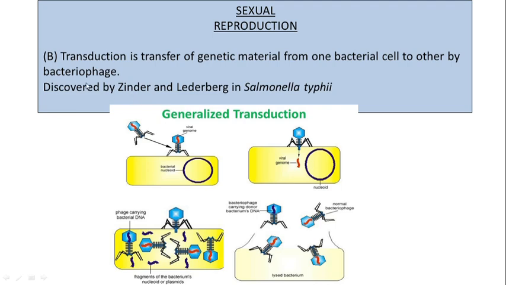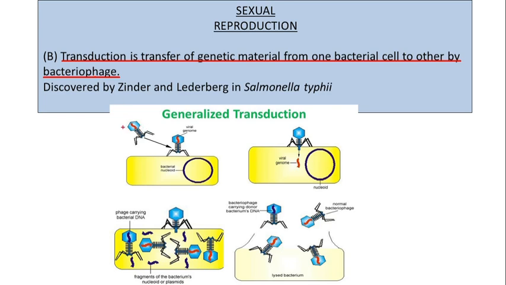Second type of sexual reproduction is transduction. So what is transduction? Transduction is a process in which there is transfer of genetic material from one bacterial cell to another, but it takes place through bacteriophage. Bacteriophage are those which attack bacterial cells. These bacteriophage are viruses which have the ability to attack bacterial cells.